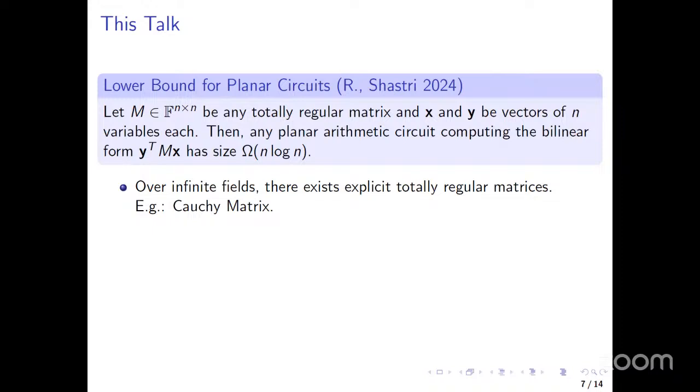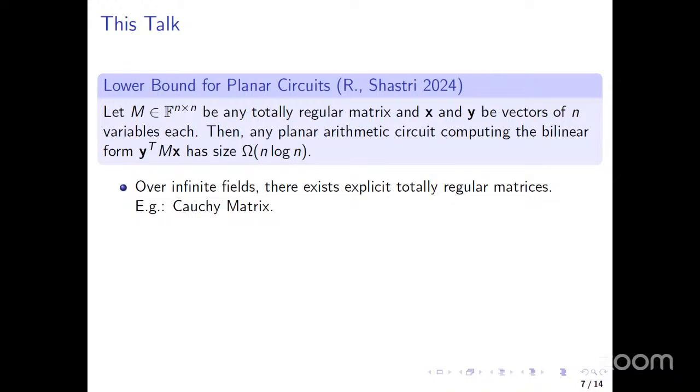Over infinite fields, it's easy to see that there are totally regular matrices. If you take a field that has at least about 2n distinct elements, and every entry of the matrix is 1 by ai minus bj, where a1 to an and b1 to bn are distinct, such a matrix is called a Cauchy matrix. You can show that every submatrix of this matrix has full rank. So over large fields, there are such matrices. So this is an explicit bilinear form, and we'll try and show that any planar arithmetic circuit computing it has large size. Large is only n log n.